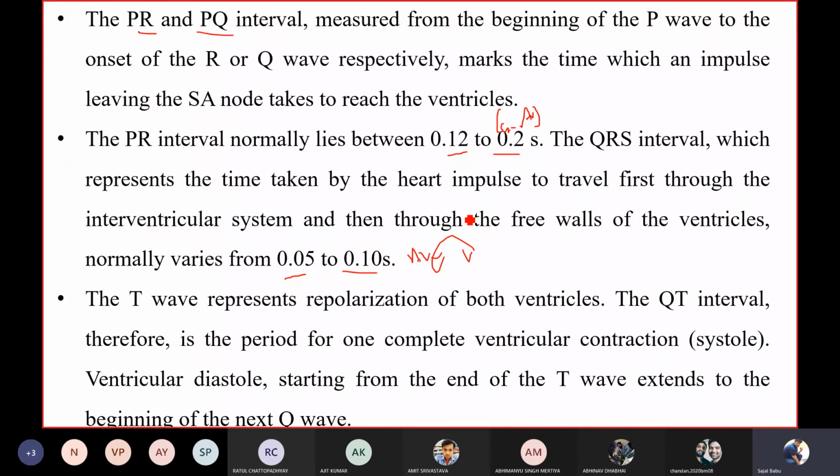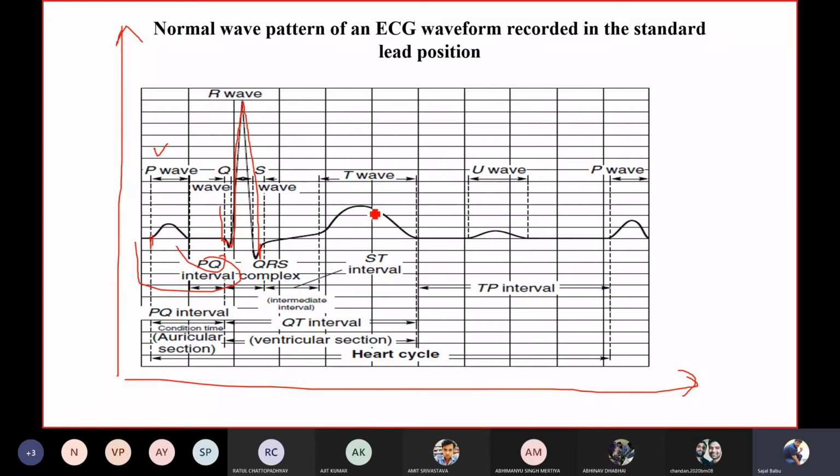That means this is the time taken by the impulse to travel from the AV node through the intraventricular system. Okay, and then the T wave, which is the last wave. This T wave represents the repolarization, because after the QRS wave, as the impulse has reached the walls of the ventricle, the ventricle muscles get depolarized and they are going to contract. And then again this T wave represents the complete repolarization. That means they start repolarizing again.